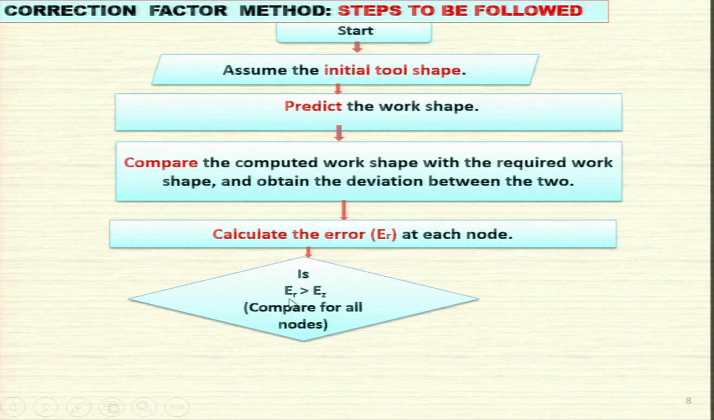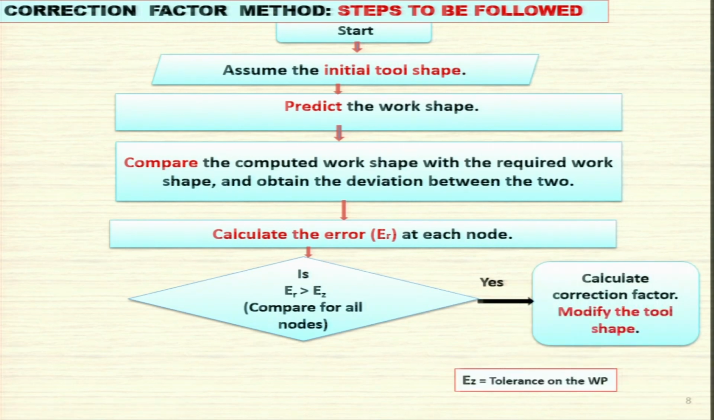Is error greater than tolerances? Compare for all nodes. There are different nodes. If yes, calculate the correction factor and modify the tool shape. Then go to the first step, predict the work shape. Whatever is the modified tool, with that compute the work shape or the anode shape, compare it, predict it, and then follow the other steps. Definitely this step and then this step.